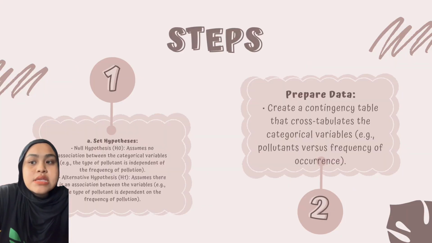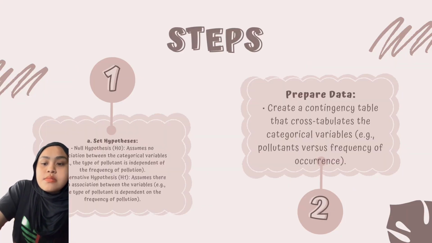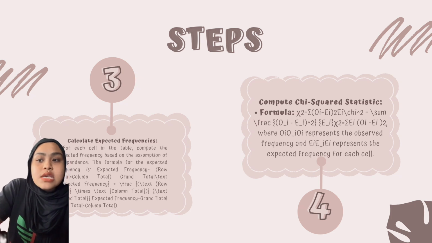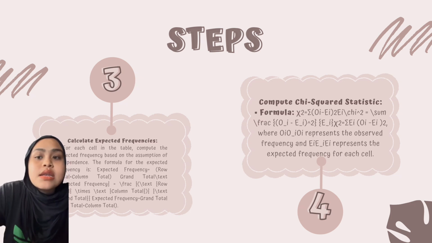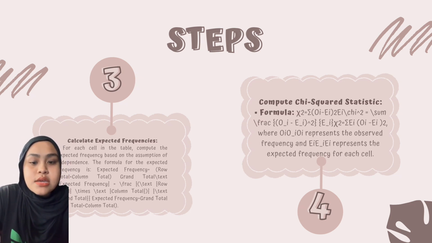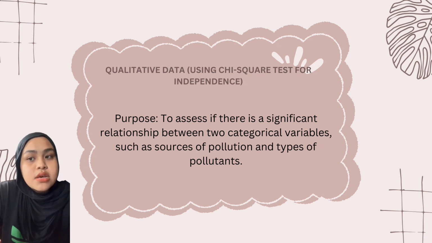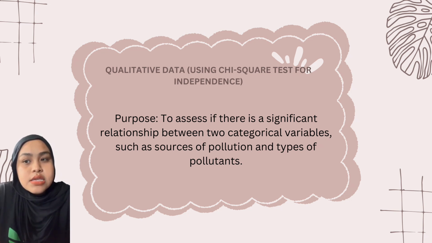For this one we have 4 steps. First, set the hypothesis. Second, prepare the data. Third, calculate the expected frequency, and the last one, compute the chi-square statistic. For qualitative data, we use the chi-square test for independence to assess if there is a significant relationship between two categorical variables, such as source of pollution and types of pollutant.